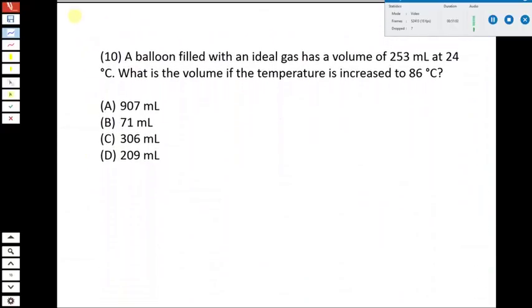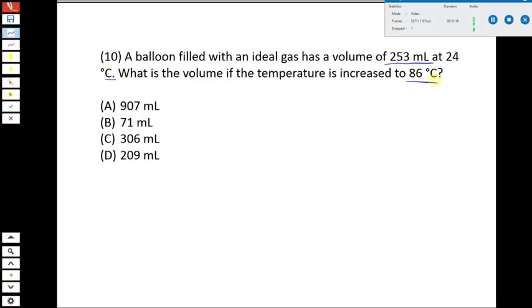All right, so we finally moved on then. If you're keeping track of where we are, we're into chapter 8 stuff now with gases. So this is the first question dealing with ideal gas behavior. So we have a balloon filled with an ideal gas. It has a volume of 253 milliliters at 24 Celsius. What is the volume if the temperature is increased to 86 Celsius?